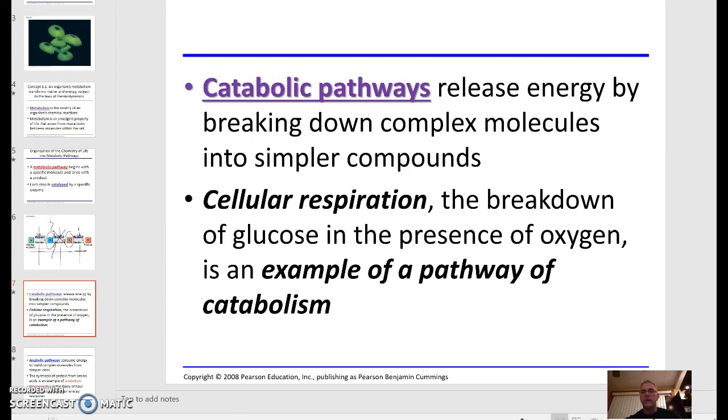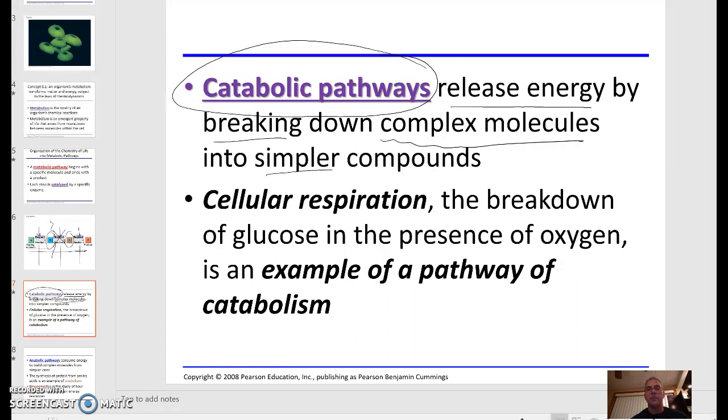Getting into the two different areas of metabolic pathways, there are two general scenarios. Scenario number 1 is a catabolic pathway. When you think about catabolic, you're talking about releasing energy. You're going to break something that's more complex down into something simpler.